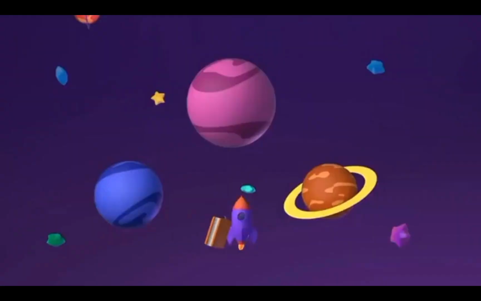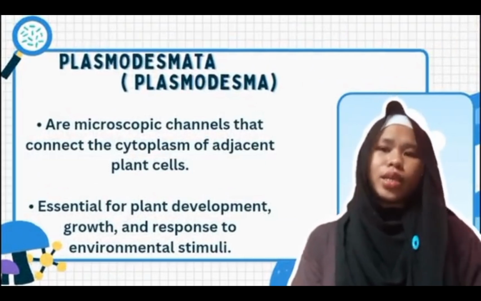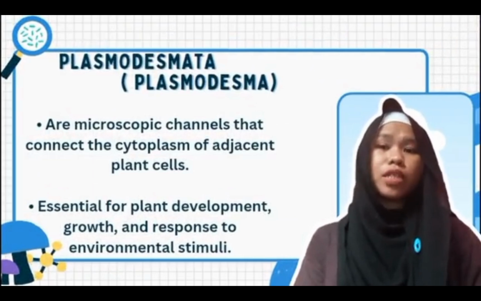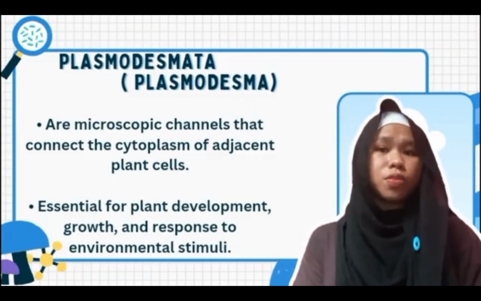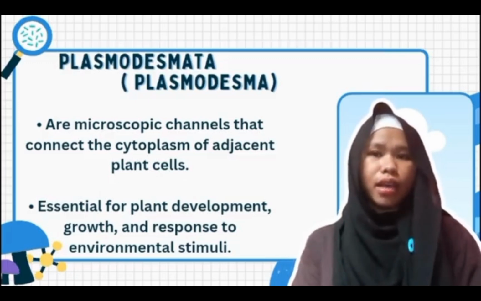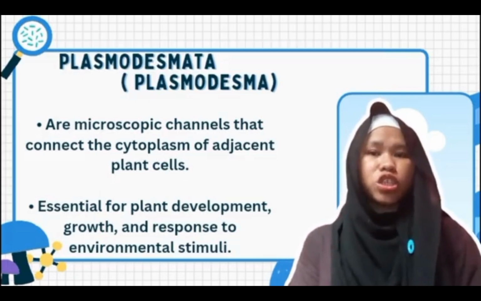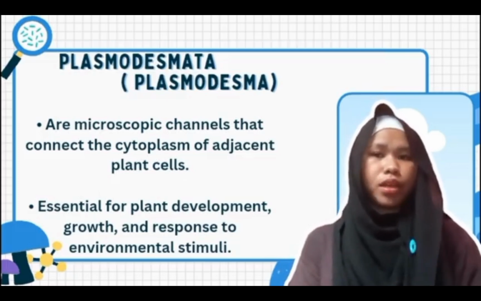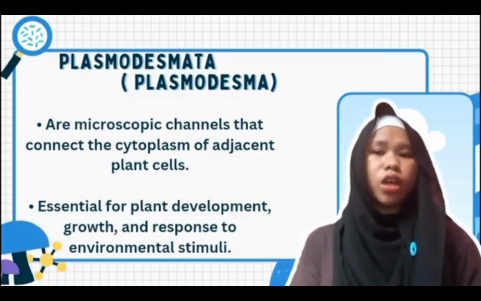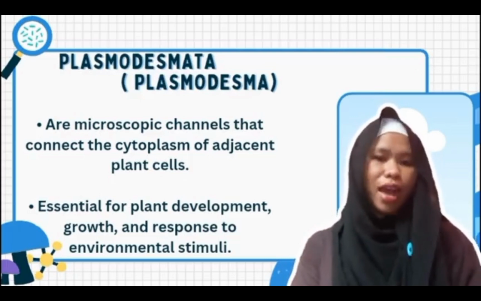Now, let's discuss the plasmodesmata. So, what is plasmodesmata? Plasmodesma, in the singular, are microscopic channels that connect the cytoplasm of adjacent plant cells, allowing for the direct communication and exchange of molecules between them. These channels are essential for plant development, growth, and response to environmental stimuli.